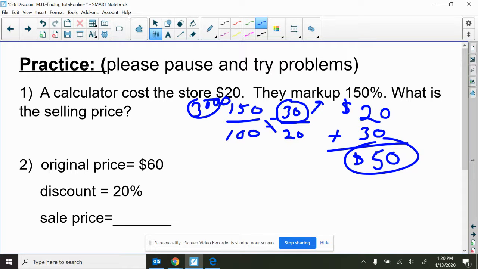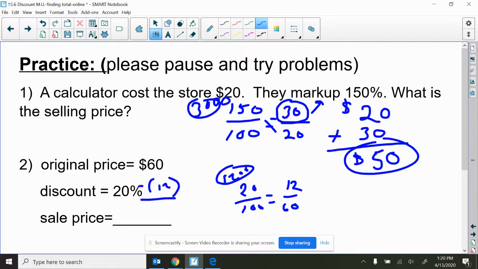And then the last one here, discount is 20%, so we find 20% of 60 equals 1,200 divided by 100 equals 12. So our discount of 20% is $12. 60 minus 12, we end up with $48 total.